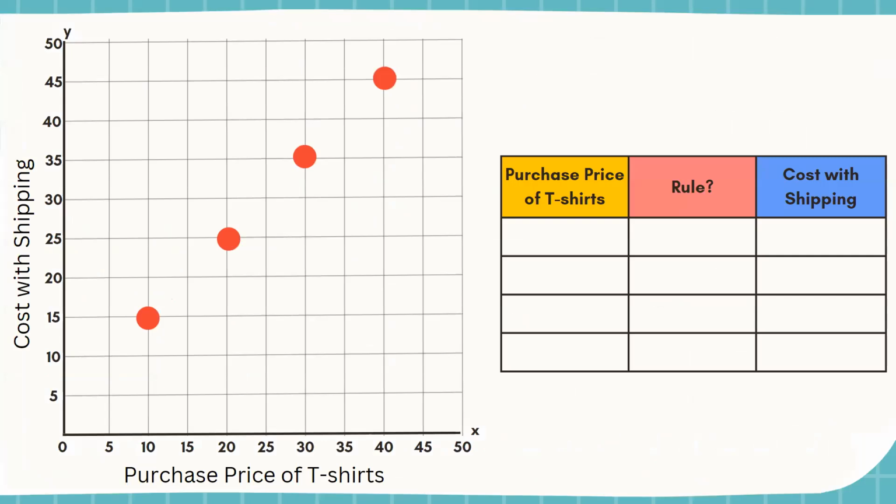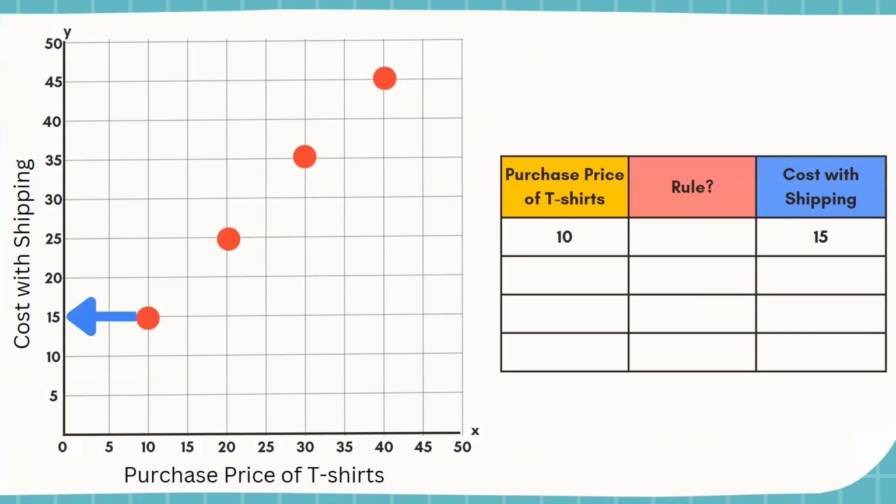To find the X value of our first point, we'll use our orange colored pencil to draw a line from it to the axis, more specifically to the X-axis. Our first point has an X value of 10, which we will write in our table under purchase price of t-shirts. Then, using our blue colored pencil, we will draw a line from the first point to the y-axis, which gives us a value of 15. We will write 15 under cost of shipping in our table.